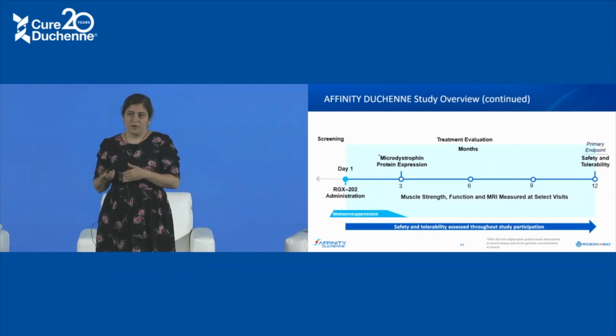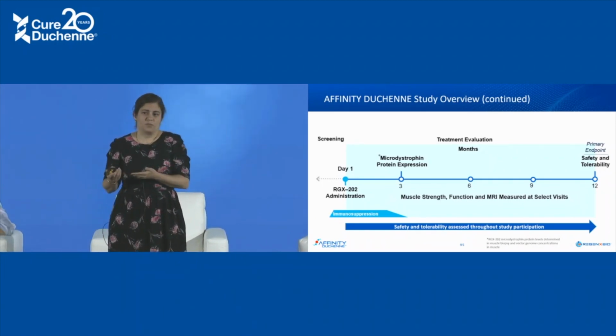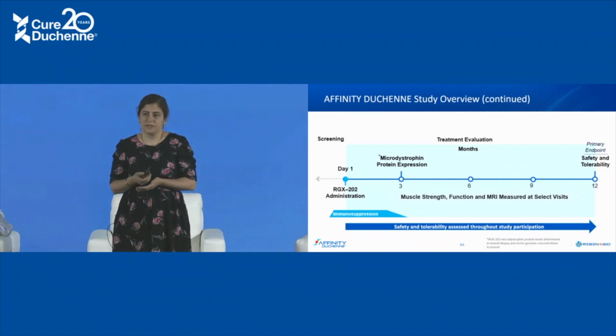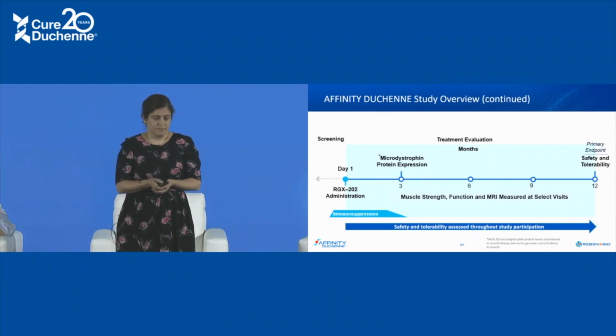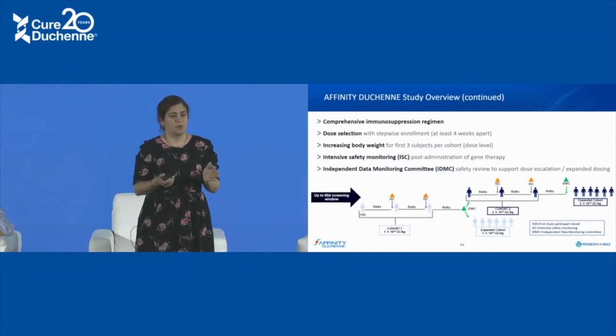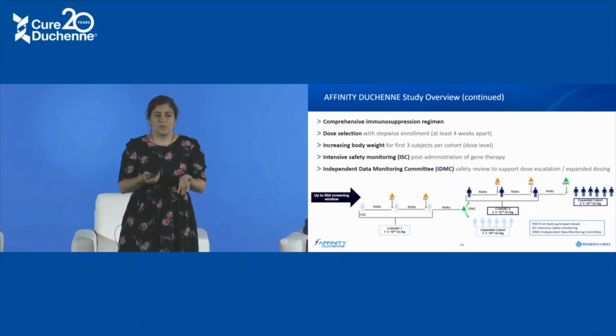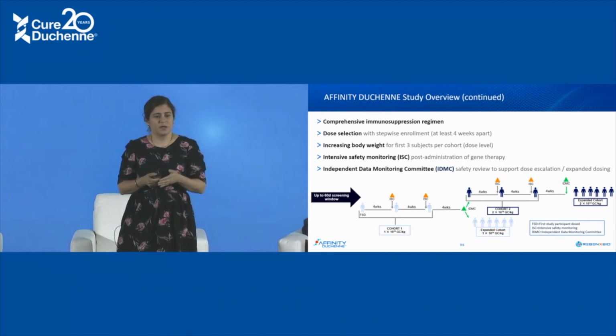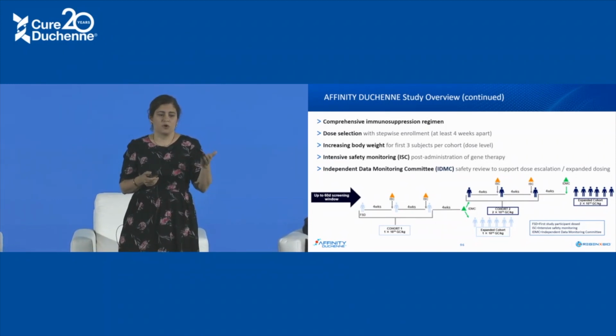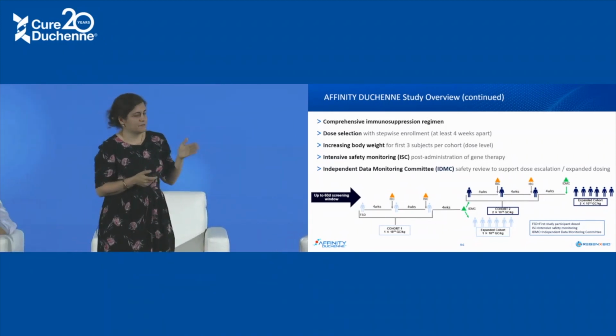The primary endpoint of our study, because it's a phase 1/2 study, is safety and tolerability. And that's of utmost importance for us, to make sure everything we're doing is safe. We have a comprehensive immunosuppression regimen as part of the trial. We have a dose selection period, so we're starting off with 2 different cohorts, one called cohort 1. Hopefully this is easy to follow.